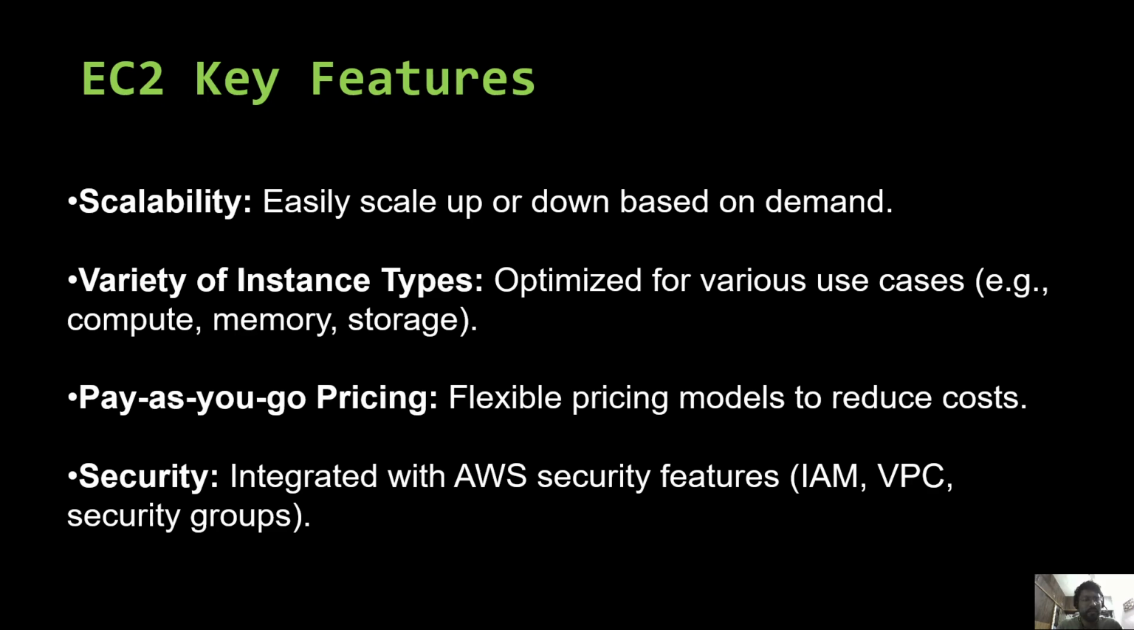The second one is variety of instance types, wherein we can optimize for various use cases. For example, compute, memory, storage. So we can easily optimize the CPU, memory, or the disk.